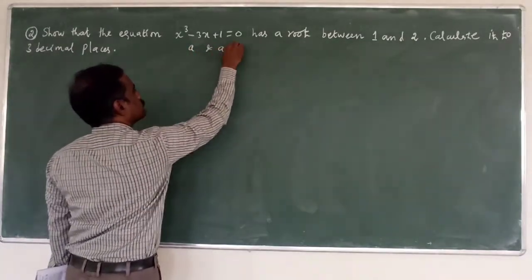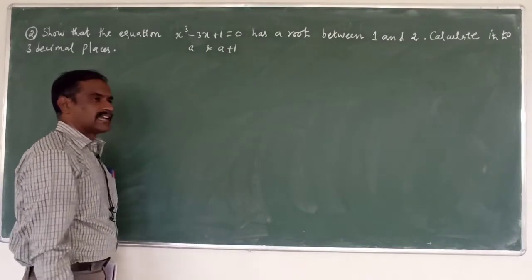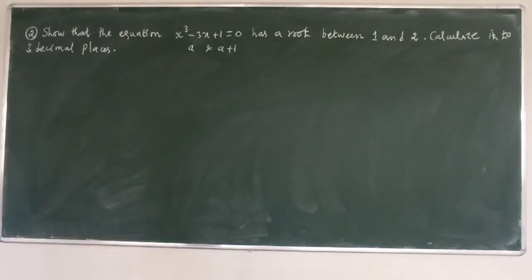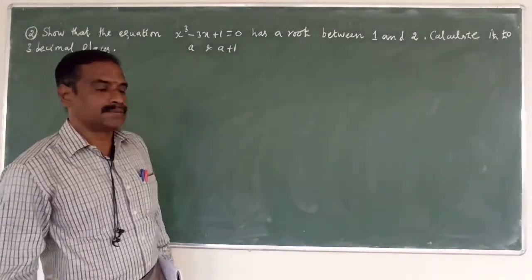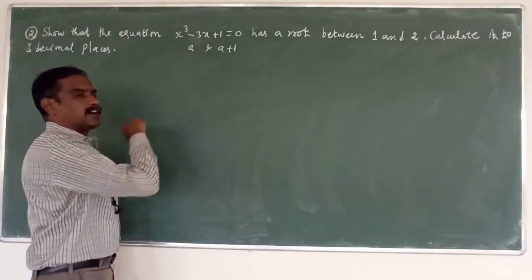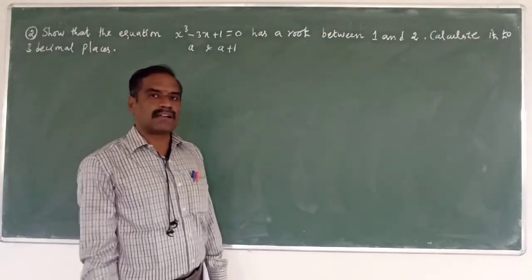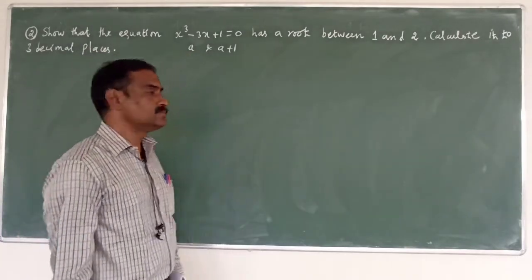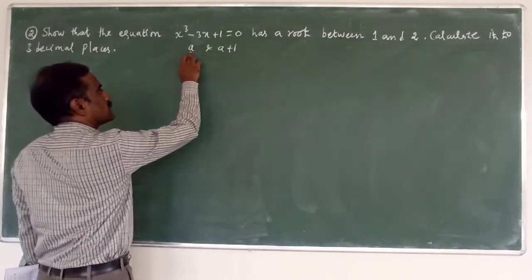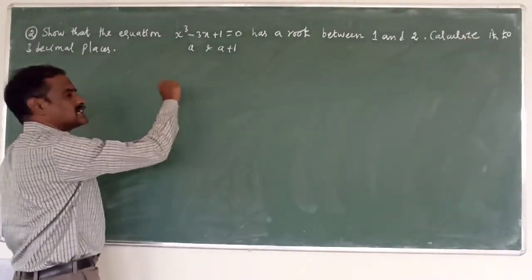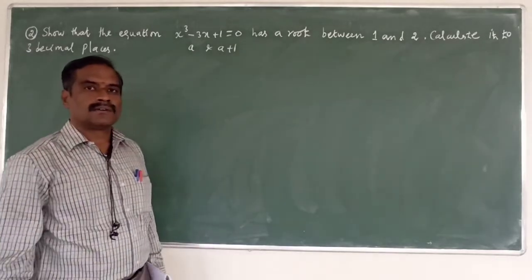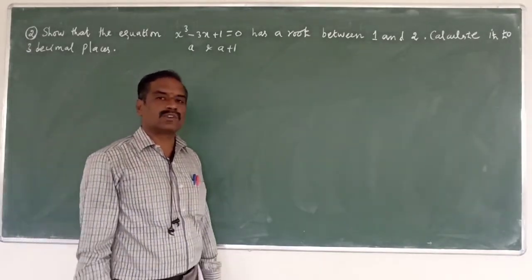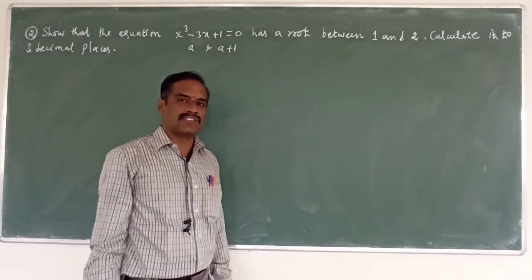The root lies between a and a plus 1. Here a is the integral value. This a is for the negative value and a plus 1 for the positive value. First we have to find out one positive value and one negative value.